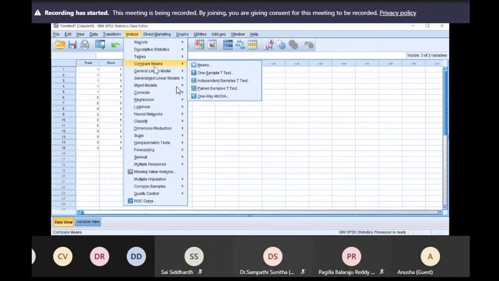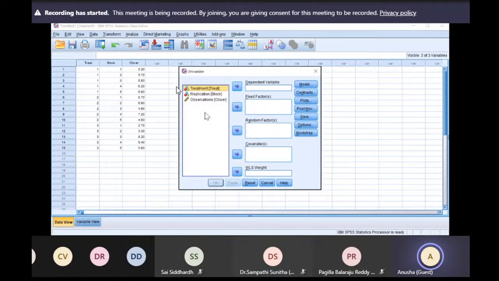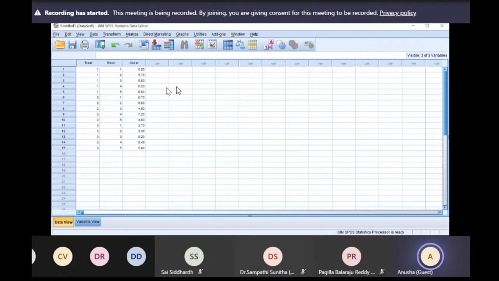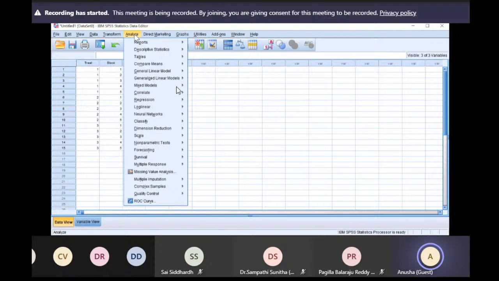And go to, not compare means, go to univariate. Yeah. So you have selected. Have you observed it? Oh, go back. Cancel it and go back. Go to analyze. Then select general linear model, GLM. In the general linear model you have to select univariate.